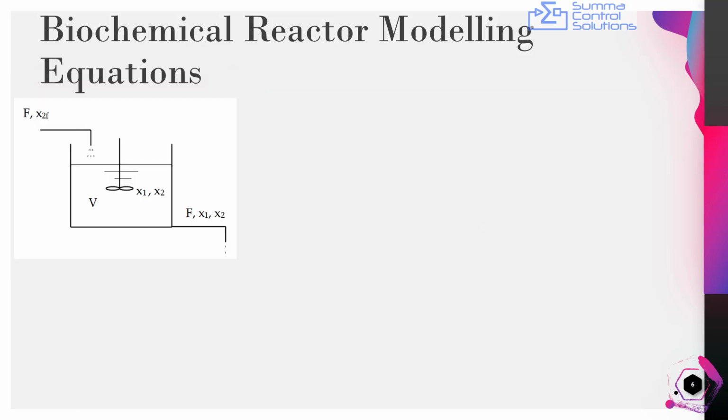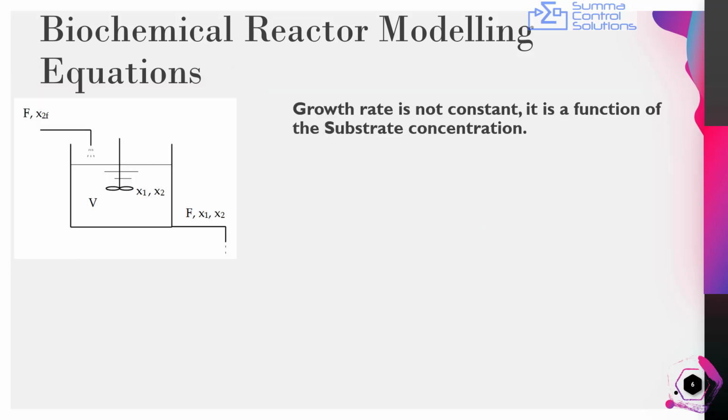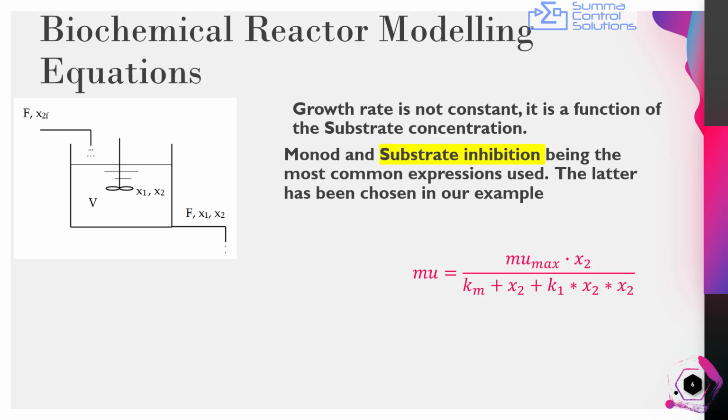The last equation that we need in order to complete our model is the growth rate, that is not constant, but it is a function of the substrate concentration. The expression looks like this, and it has to do with the two most common expressions used to model the growth rate. The first one is Monod, and the second one is substrate inhibition, the latter being the one that we have chosen for our modeling in this module.